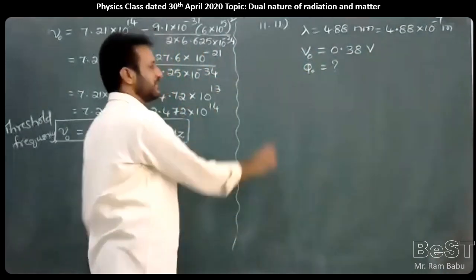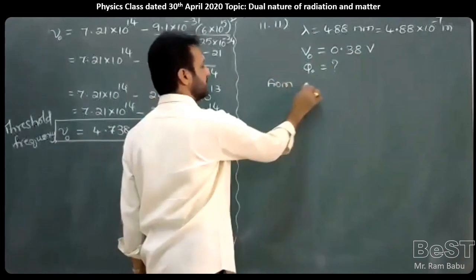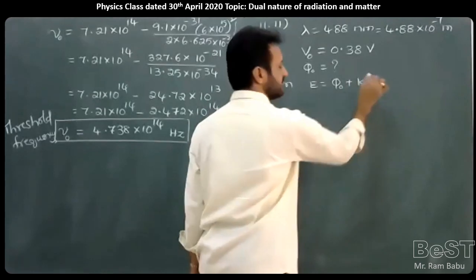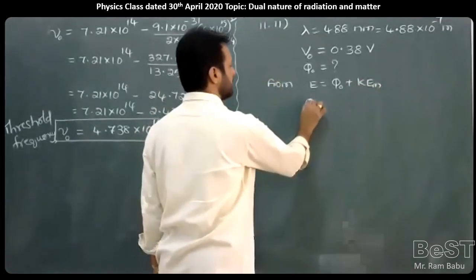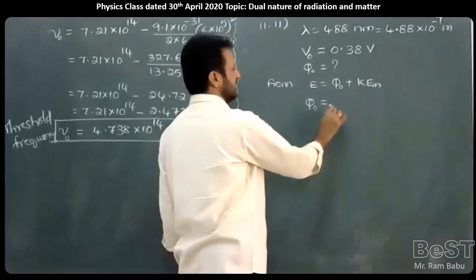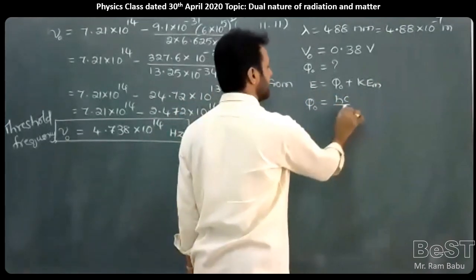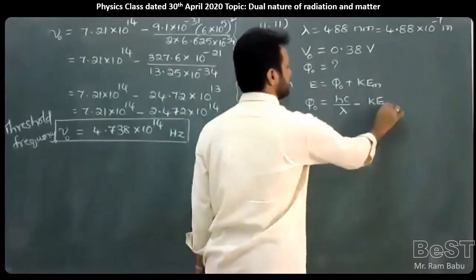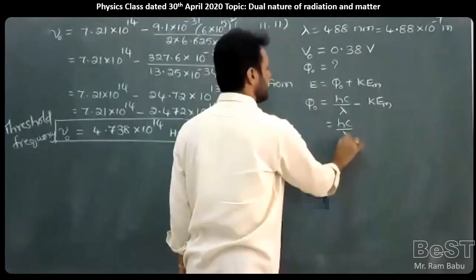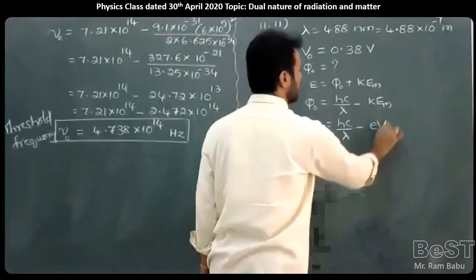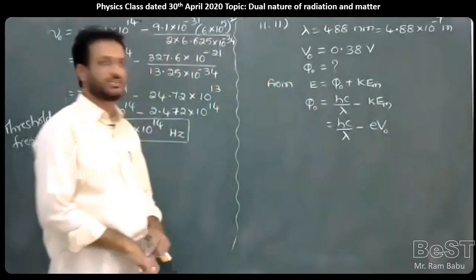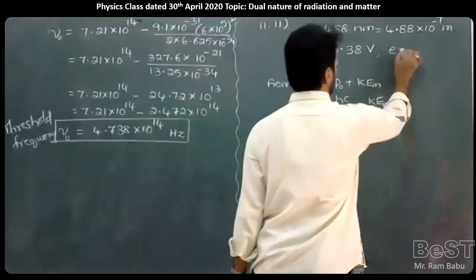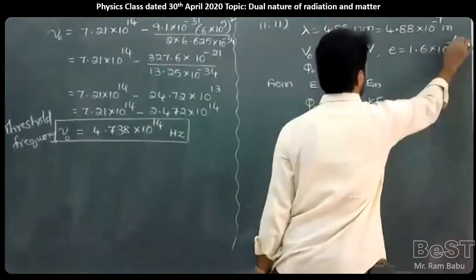From the Einstein photoelectric equation, E is equal to phi naught plus KE maximum, so the work function of the metal, phi naught, is equal to E, which is hc by lambda, minus KE maximum, and KE maximum is equal to eV naught, charge into stopping potential. Now substitute the values here. We know the charge of electron is 1.6 into 10 to the power of minus 19 coulomb.